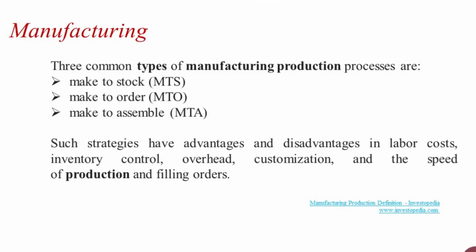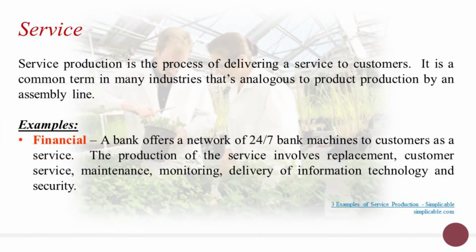The manufacturing sector. Three common types of manufacturing production processes are make to stock or MTS, make to order or MTO, and make to assemble or MTA. Such strategies have advantages and disadvantages in labor costs, inventory control, overhead, customization, and the speed of production and filling orders. Services. Service production is the process of delivering a service to customers.